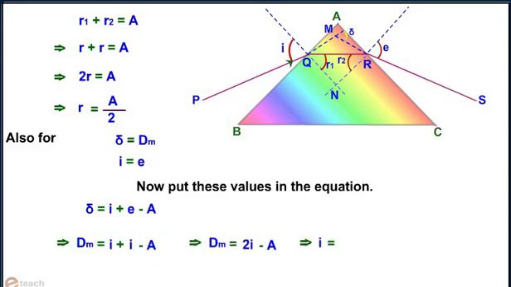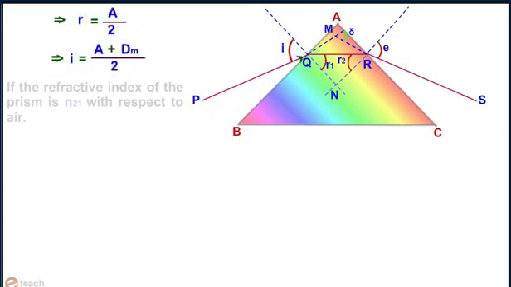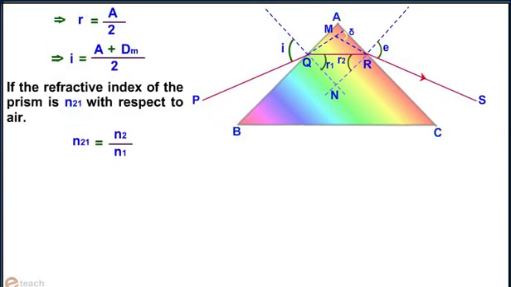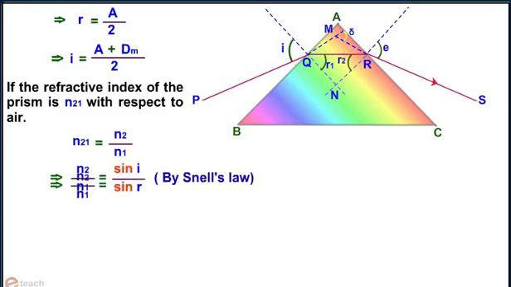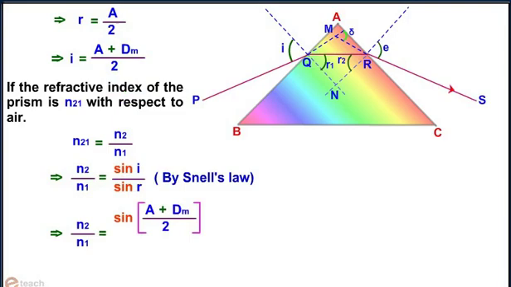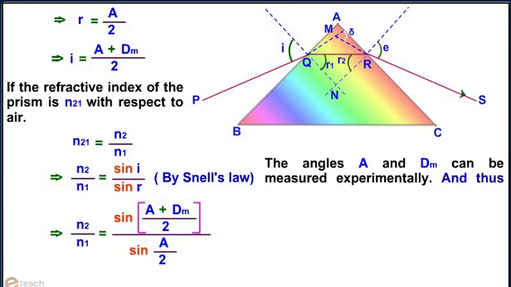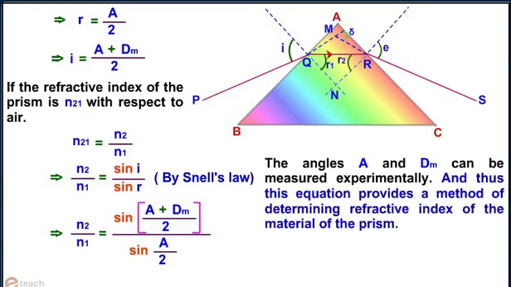If the refractive index of the prism is n21 with respect to air, we have n21 equals n2 by n1. This implies n2 by n1 equals sin I by sin R by Snell's law. This implies n2 by n1 equals sin of A plus dm by 2 divided by sin of A by 2. The angles A and dm can be measured experimentally, and thus this equation provides a method of determining the refractive index of the material of the prism.